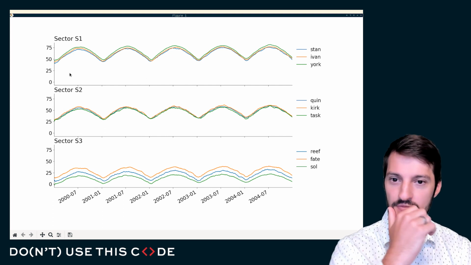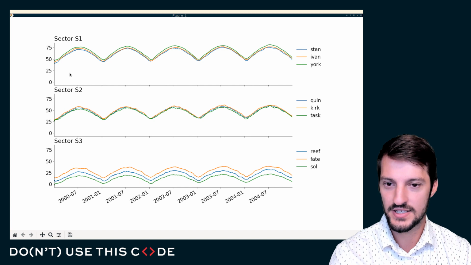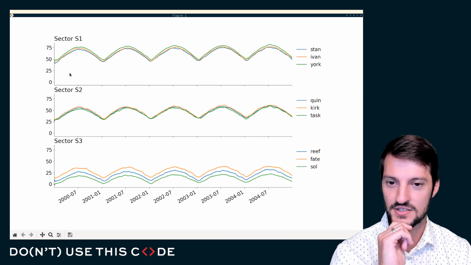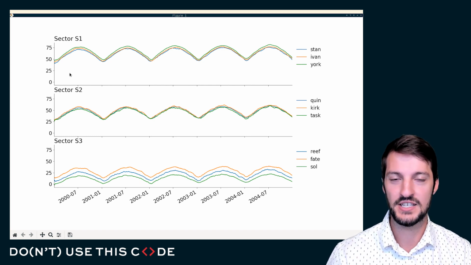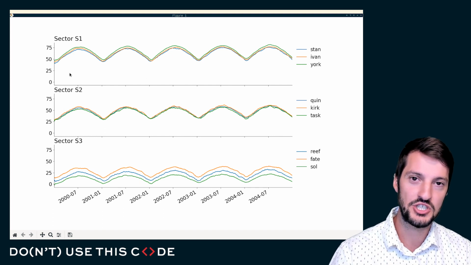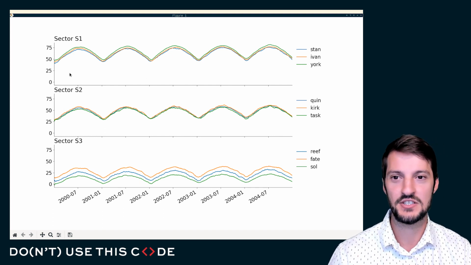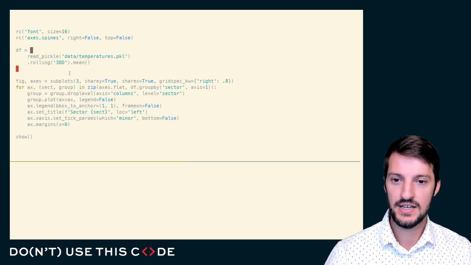From here, I might start to really hone in on that pattern where, oh, Sector 1 is hotter than Sector 2, which is hotter than Sector 3. And I'm able to make this observation because I'm sharing my y-axis, which is a very powerful technique. Whenever you are using facets, you should always try and share one of the axes, and that helps you perform across-axis comparisons, or across-group, in this case, comparisons.